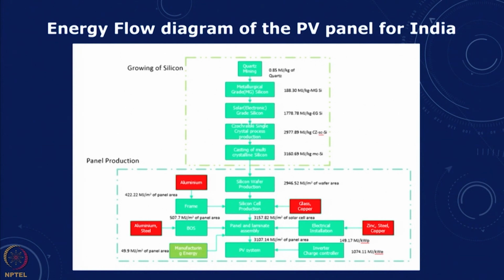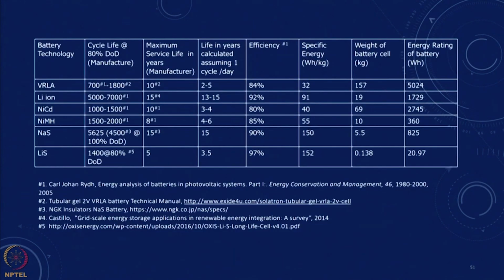So the PV panel numbers, if you see, this is the breakup starting from quartz, the metallurgical grade silicon production, and then the solar grade silicon, and so on, and then coming into the glass and copper, the frame, aluminum, and you can see for each of these components there are different energy inputs which have been calculated, and you can find more details in this paper. This gives us finally the kind of values.